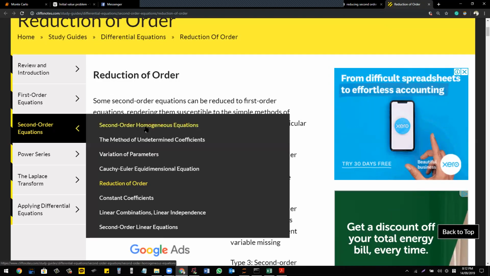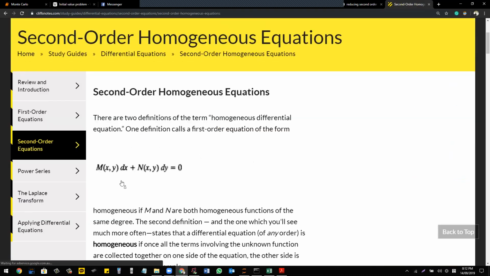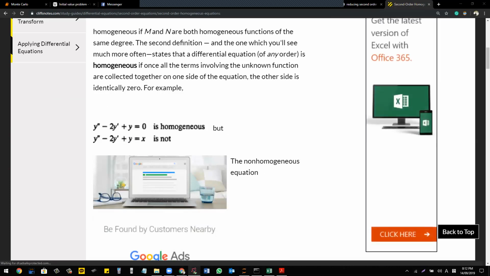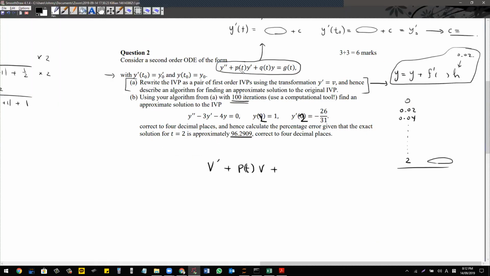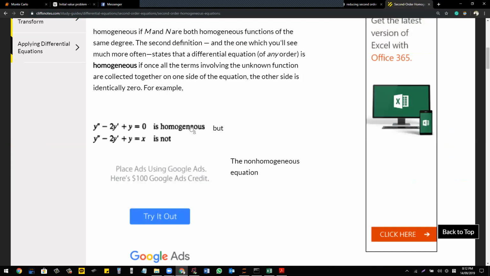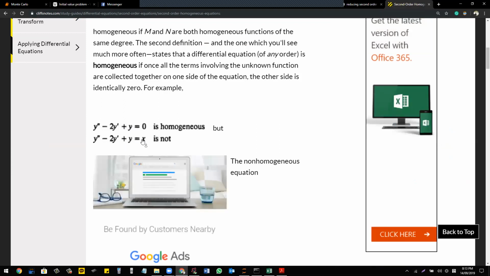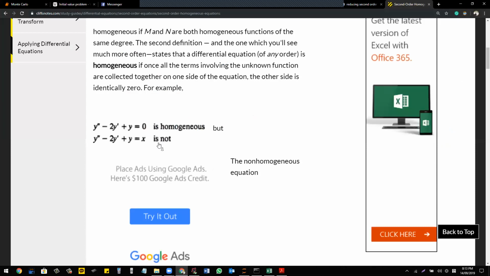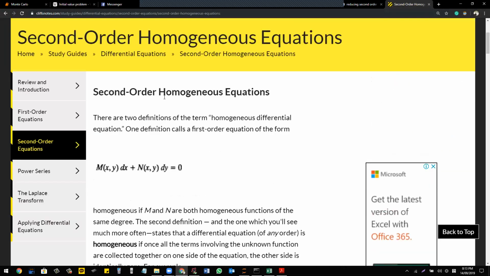So, second order equation. This is a homogeneous equation. Does this one look similar to that? Y double dash, this and this, so that's 3 of that, right? This one is homogeneous. This one is not. This one is just x here, whereas your one here is another function. So this is not the homogeneous case, and this one is the homogeneous case.